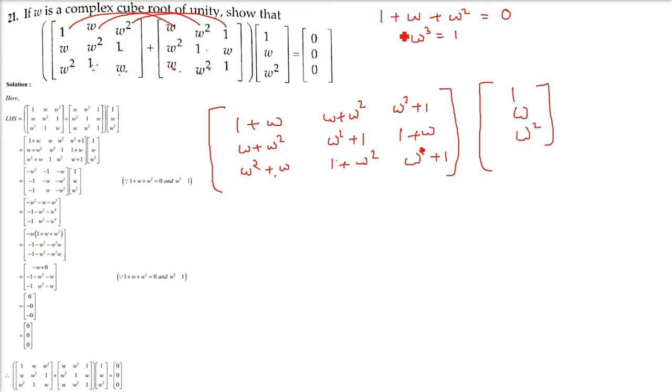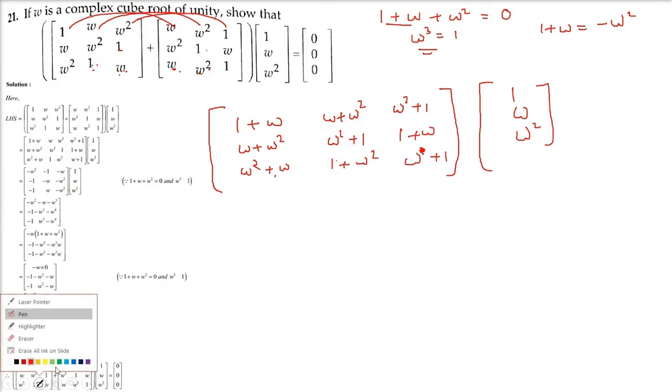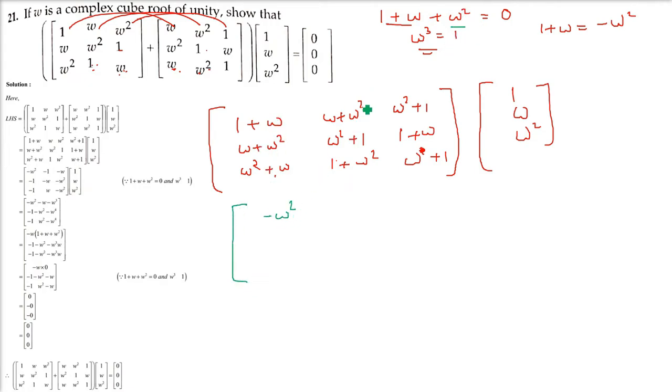So I'll use this, 1 plus omega square equals 0 and omega cube equals 1, in order to make it simpler, because 1 plus omega is what? Minus omega square. 1 plus omega is minus omega square. So omega cube is 1. We know this. Let me show you again. We'll just try to write the final value. 1 plus omega is minus omega square. Omega plus omega square is going to be equal to, 1 plus omega square is what? 0. So omega plus omega square will be what? Negative 1. Omega square plus 1 will be equal to minus omega.